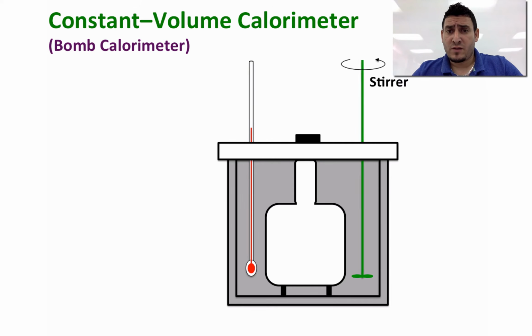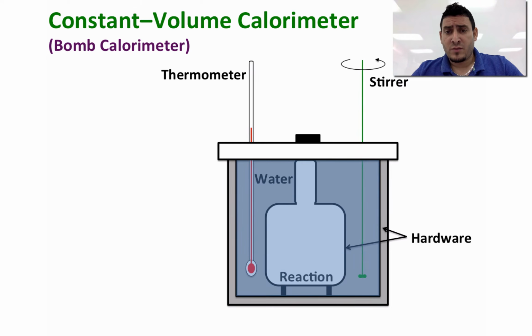Now, as always, we have a stirrer, we have a thermometer, we have the hardware that includes the outside insulation box or structure and the inside chamber where the reaction will happen. This calorimeter can be filled with water that will help us to measure the change in the temperature. Now, the inside chamber is where the reaction happens. So when we mix the reactants, they will react.